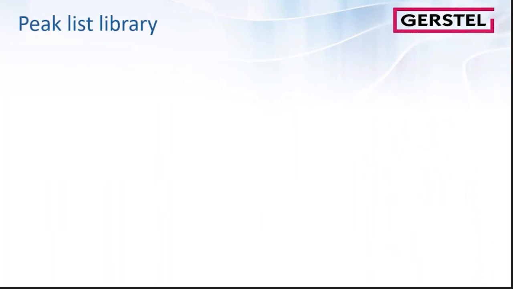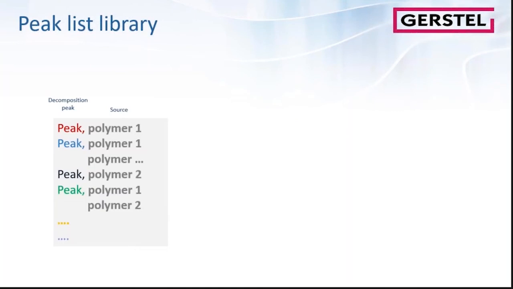Let's start with how the peak list library looks. Let's consider this would be the peak list library. It's a list of peaks, the decomposition peaks from the different polymers, and for all peaks the origin or the source is documented. So we know exactly that this red peak originates from polymer number 1, and that this blue peak originates from polymer 1 or another polymer, or is also present in decomposition chromatograms from other polymers. The peaks are listed in the order of the retention time or the retention index, and the color here should mean it's always the same mass spectra. So the mass spectra is also part of the peak list, as a descriptor of a peak.